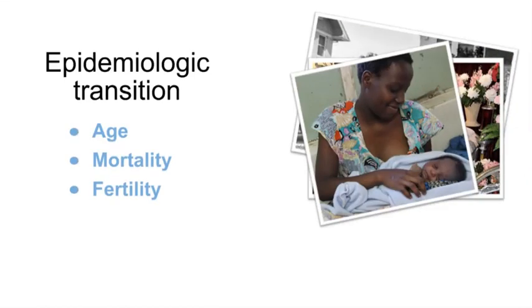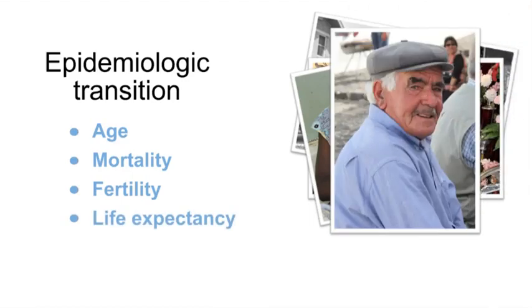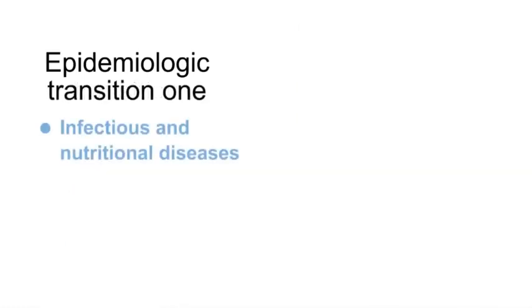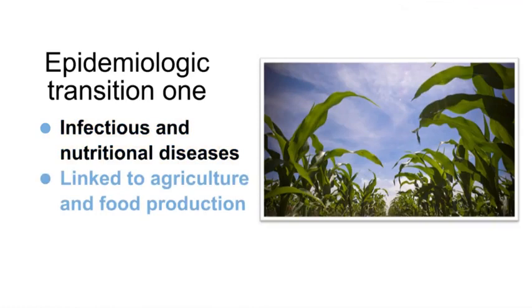Next, we will talk about epidemiologic transitions. An epidemiologic transition describes changing patterns of population age distributions, mortality, fertility, life expectancy, and causes of death. The human population has gone through 4 major disease transitions since the agricultural period began. The first transition is related to the emergence of infectious diseases and diseases related to nutrition, and to the beginning of the practice of agriculture and food production 10,000 years ago.